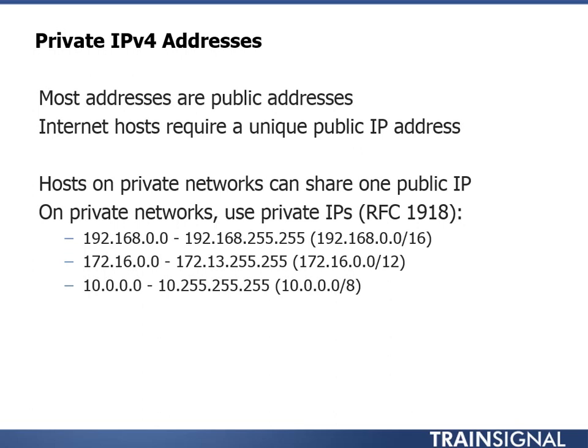192.168.0.0 to 192.168.255.255. And if you remember your short address notation, that's 192.168.0.0/16, because we have 16 bits of the network address. Another private address range, which isn't frequently used for some reason, 172.16.0.0 to 172.31.255.255. The short address notation for that is 172.16.0.0/12. I told you they didn't all have to be 8-bit boundaries.